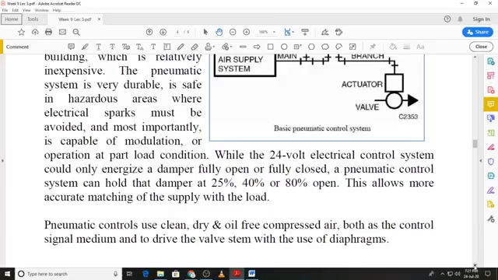Of course, pneumatic systems require that the air that you are using must be processed in the sense that it should be clean and dry and oil free, both as the control medium signal and to drive the various valves which use diaphragms.